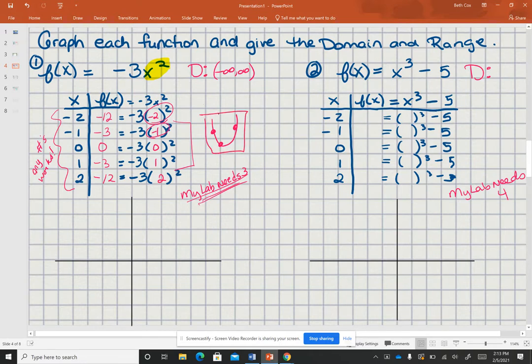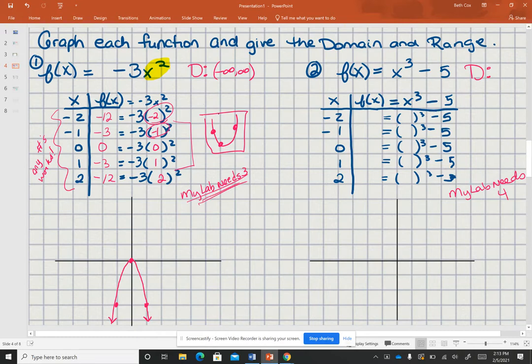All right, so I have negative 1, negative 3. I have 0, 0. I have 1, negative 3. And then I know it's supposed to be a U, and so I'm going to carefully try to draw a U. There we go. That's that one.